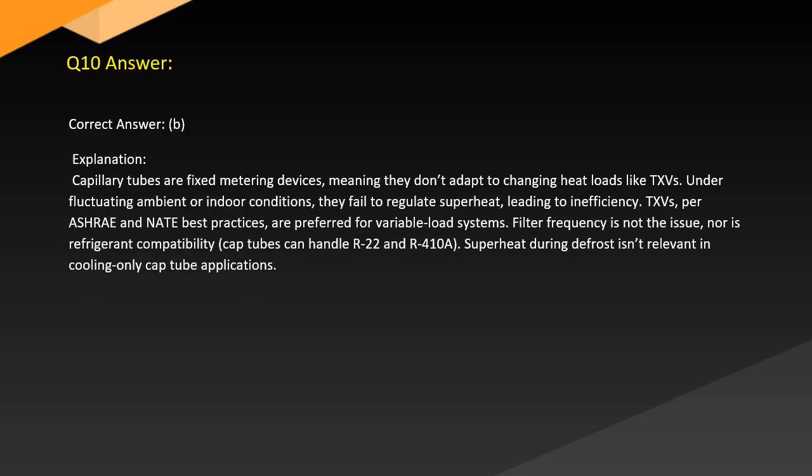Answer. Correct answer: B. Explanation. Capillary tubes are fixed metering devices, meaning they don't adapt to changing heat loads like TXVs. Under fluctuating ambient or indoor conditions, they fail to regulate superheat, leading to inefficiency. TXVs, per ASHRAE and NATE best practices, are preferred for variable load systems.